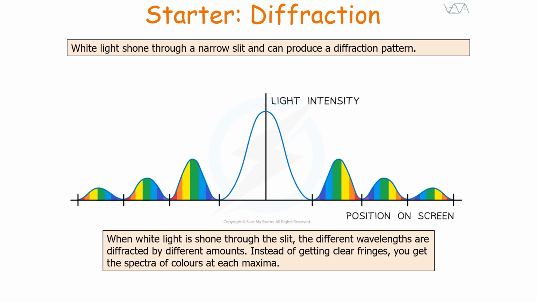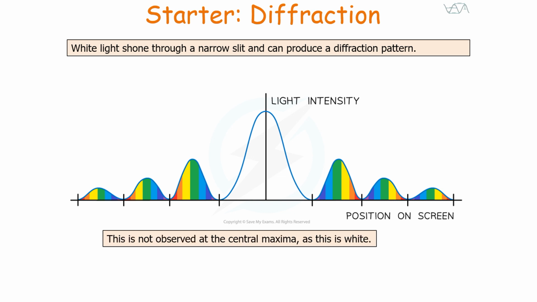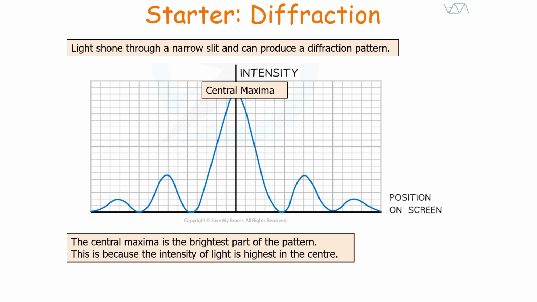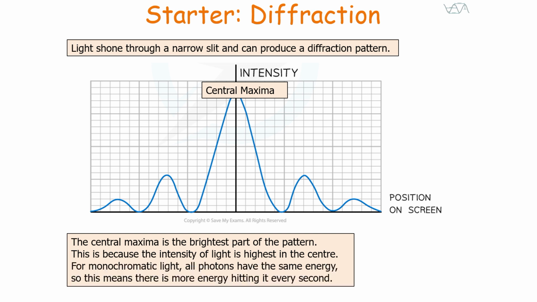Now, instead of getting clear fringes, you get a spectrum of colours at each maxima, so the colours spread out as a spectrum, but it's not observed at the central maxima, and this stays white. Now, the central maxima is the brightest part of the pattern. Now, that's because the intensity of the light is highest at the centre. So for monochromatic light, all photons have the same energy, so this means there's more energy hitting the centre every single second, giving a more intense part of your pattern.